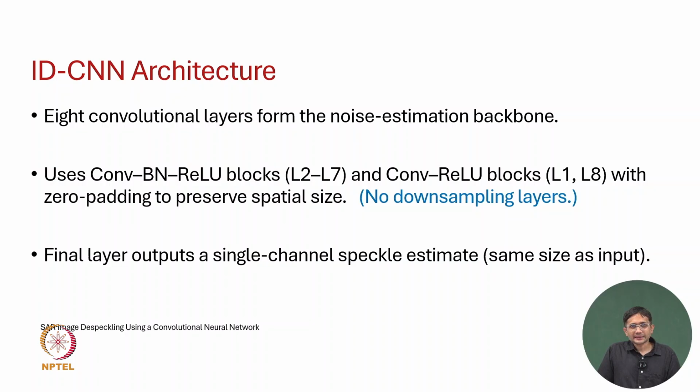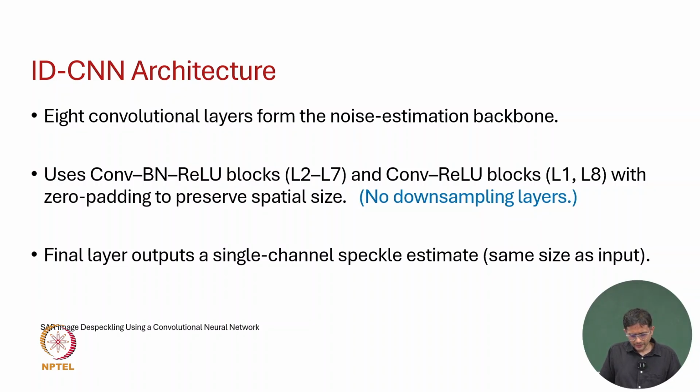This has layer 2 to layer 7. This uses convolutional, batch normalization, ReLU blocks, whereas L1 and L8 are convolutional ReLU without using the batch normalization. Additionally, it's using zero padding to preserve the spatial size. So this is a very important aspect we have to understand.